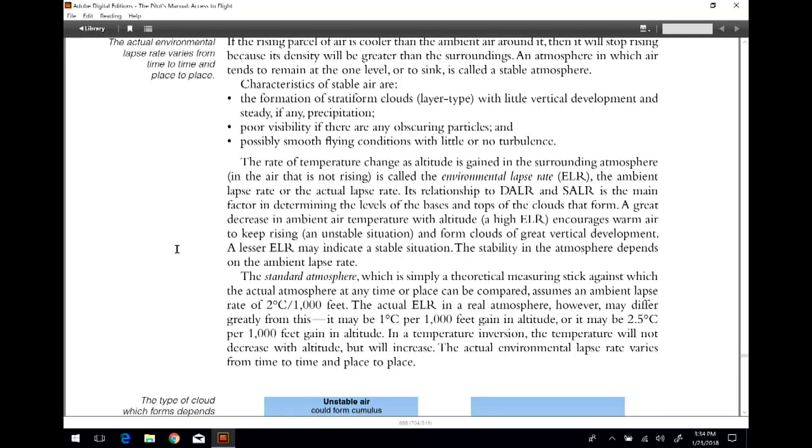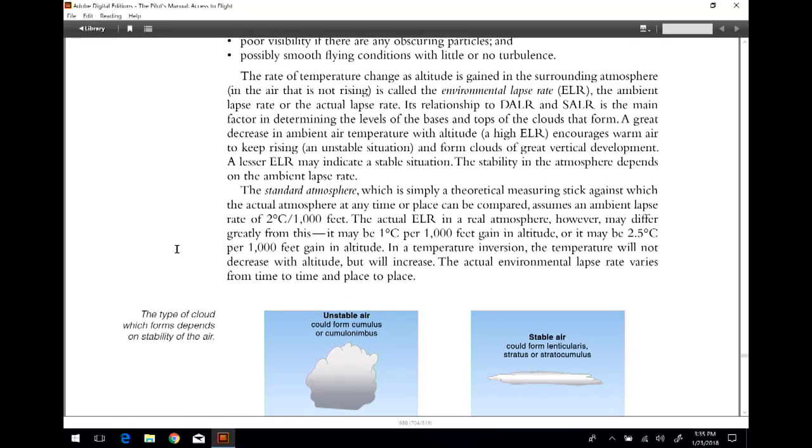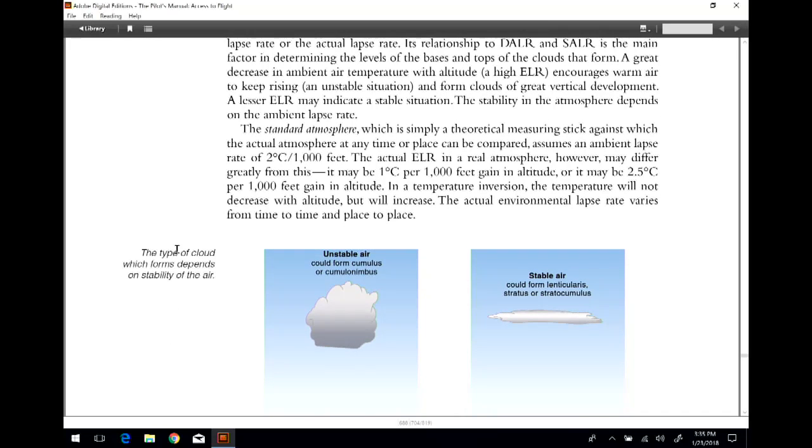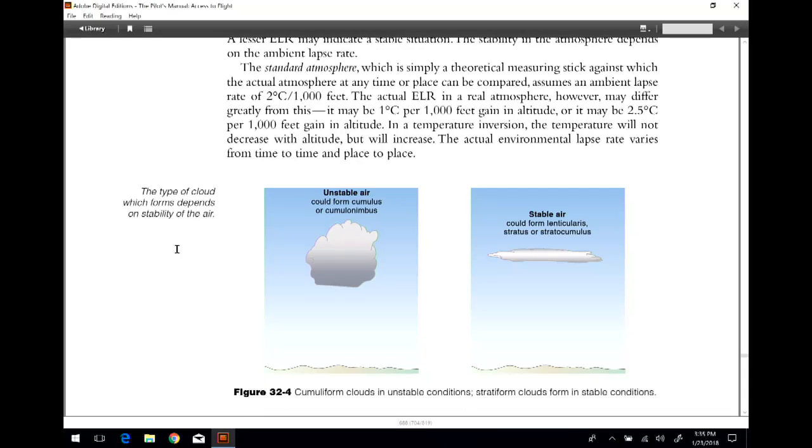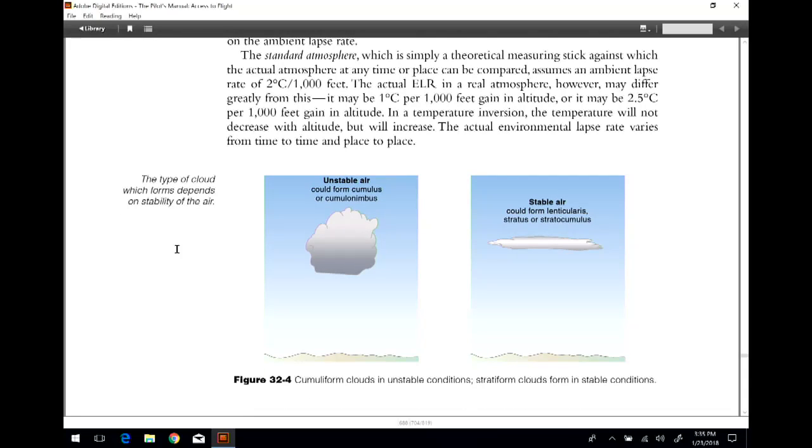We talked about the lapse rate. In a standard atmosphere, as I mentioned before, you're looking at a lapse rate of 2 degrees Celsius per 1,000 feet. And by the way, 2 degrees Celsius, I want to say that's 4.4 degrees Fahrenheit. I don't know why, but I'll try to look at that.